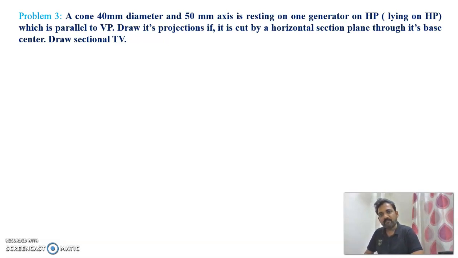A cone 40 mm diameter. That means the base of a cone is having a diameter equal to 40 mm and axis 50 mm. That means the height of a cone is 50 mm. Is resting on one generator on HP. It is resting on a generator. That means the axis of a cone is inclined to HP.